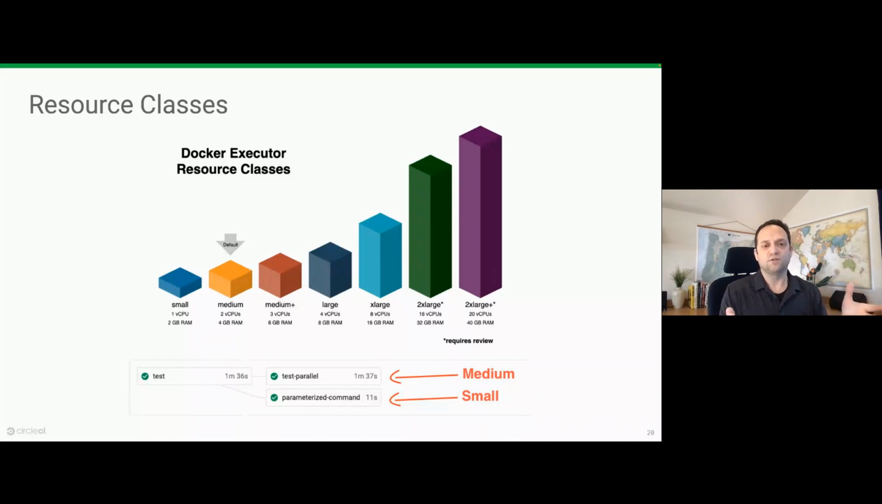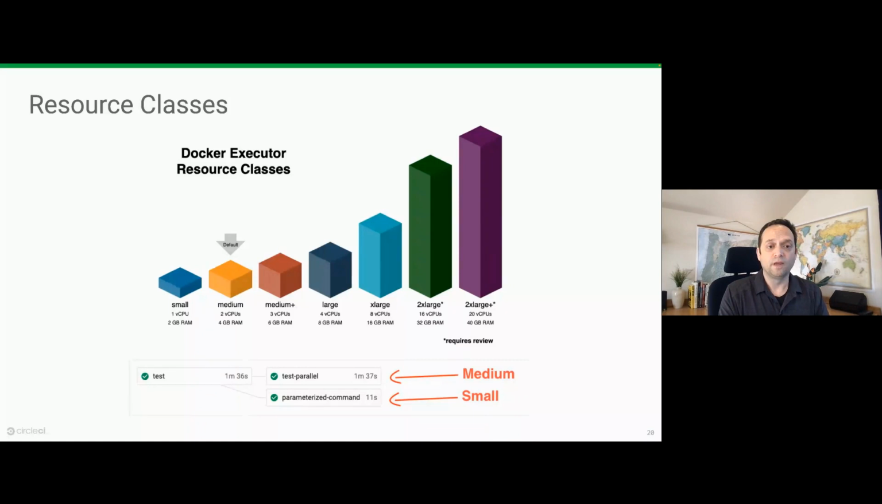Now, why is this useful? Well, you can see the little snippet below. That's actually a snippet from one of our workflows. And within that workflow, you can see that there are separate jobs. The nice thing about CircleCI is that you can configure your compute, your resource classes, for each job. So in the case below, we have the medium for the tests running in parallel, and a small instance set up for the parameterized command.